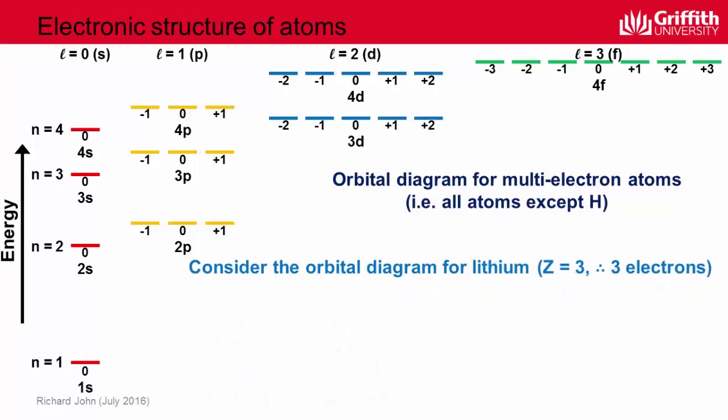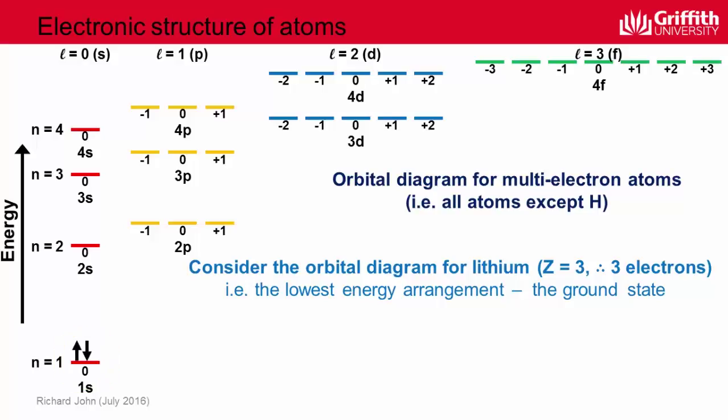So let's go to lithium, Z equals 3, atomic number 3, therefore there's 3 electrons in the electron cloud, and again we're considering the lowest energy arrangement, or the ground state energy arrangement. So I've got 3 electrons that I need to place into this diagram now. I can place 2 of those 3 electrons in the 1s orbital, in the lowest available energy orbital, and their spins must be paired, one spin up, one spin down.